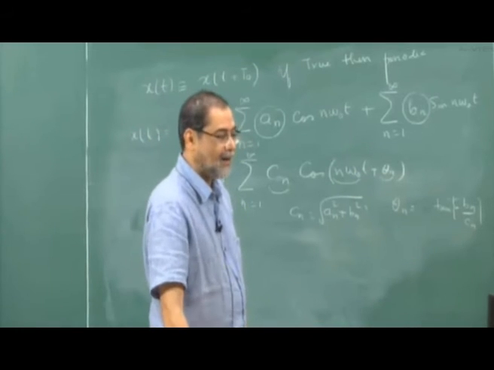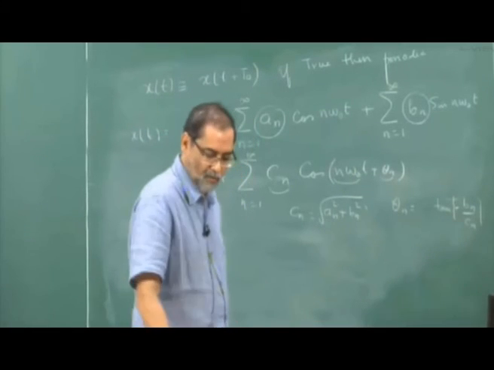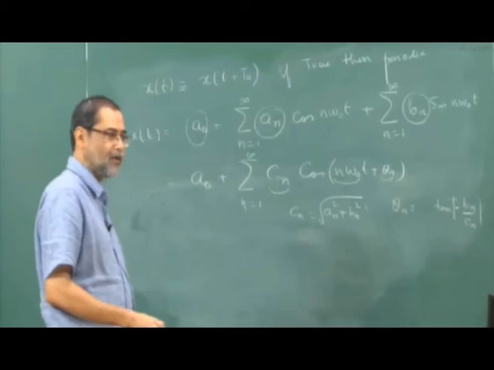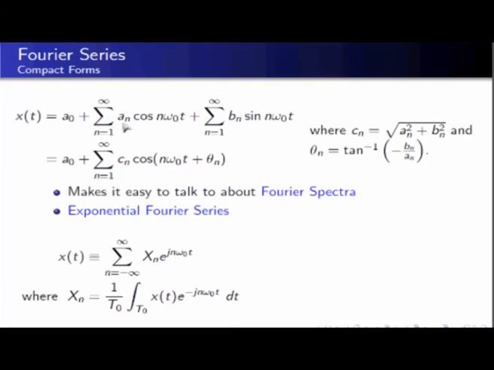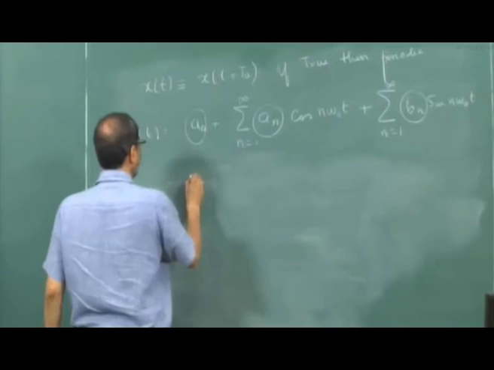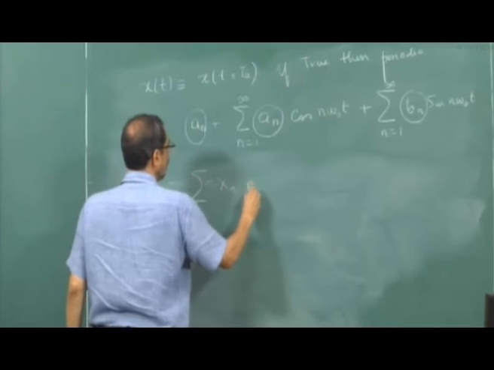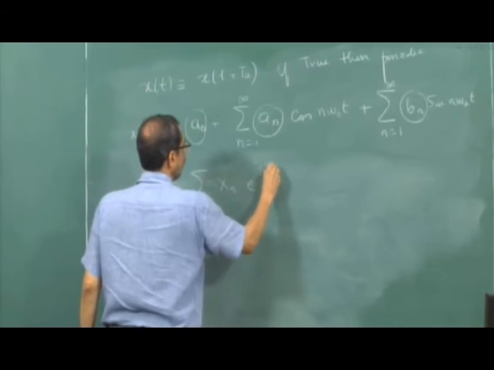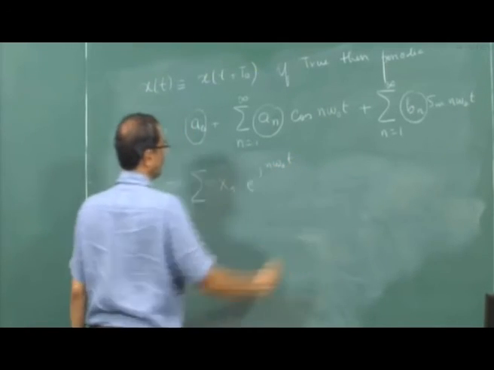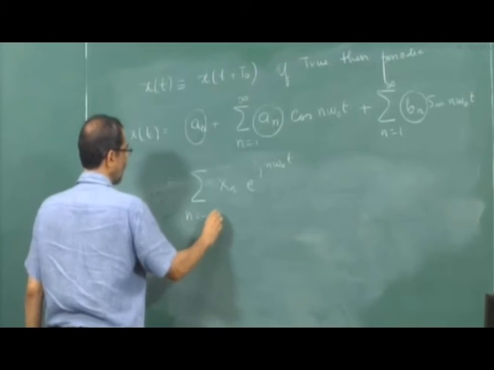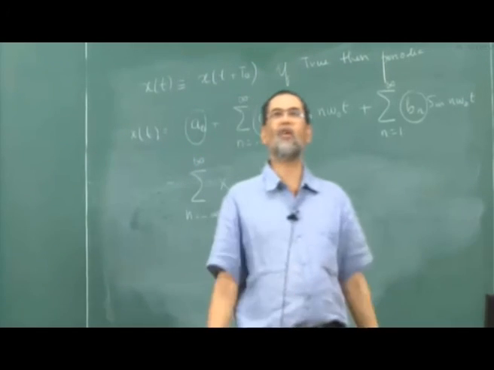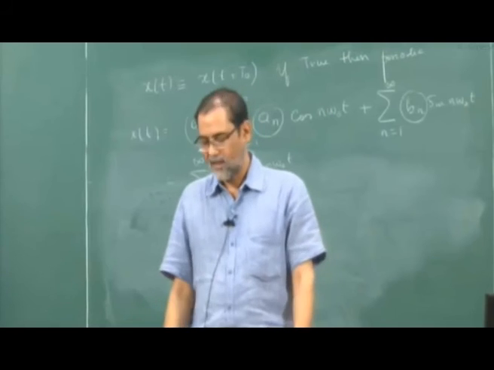Okay. Another compact form is what is called the exponential Fourier series, where I don't know again whether Fourier himself did this. Instead of using sines and cosines and so on, I can write this as xn e to the power of j n omega naught t, where n goes from minus to plus infinity. A different way of writing the same Fourier series.